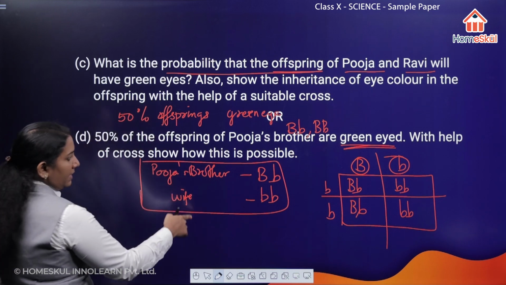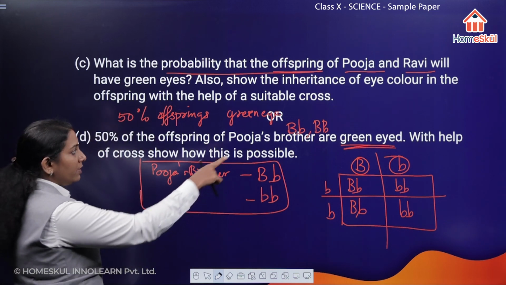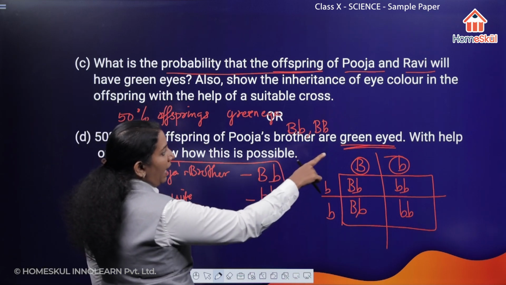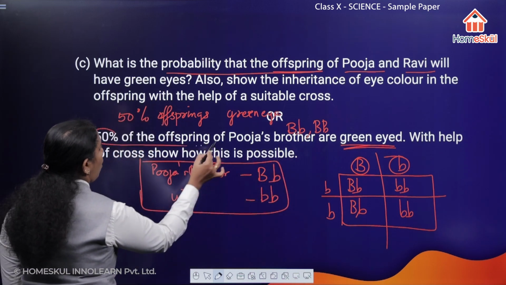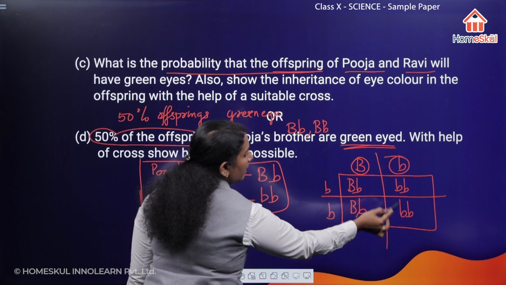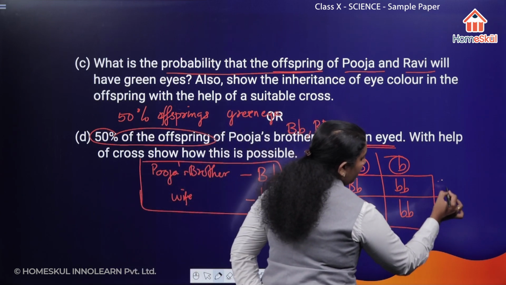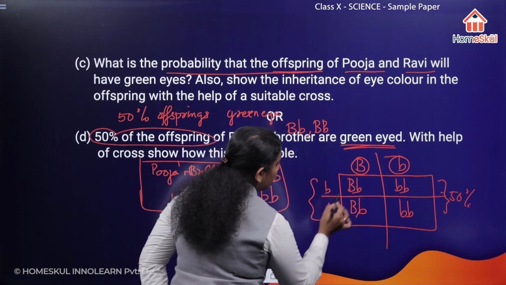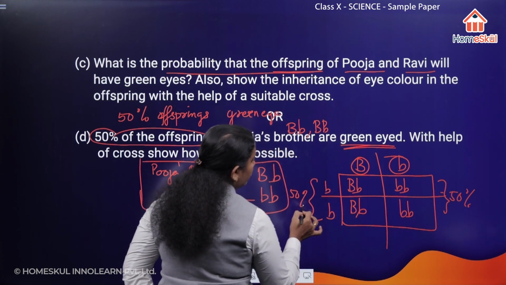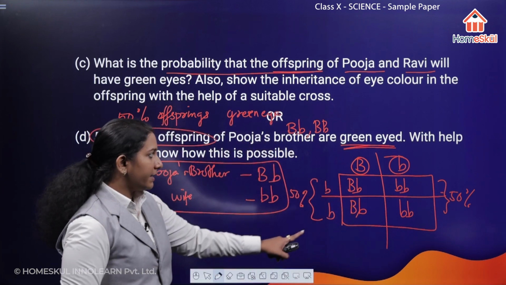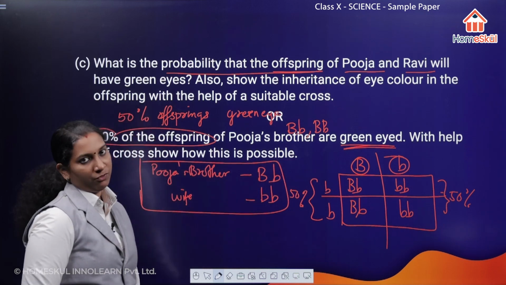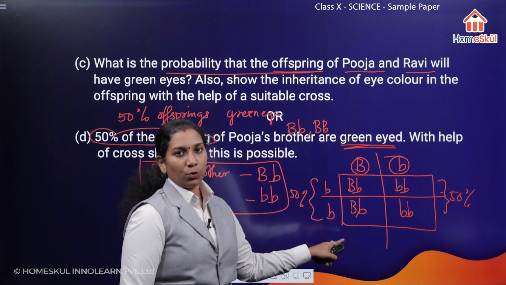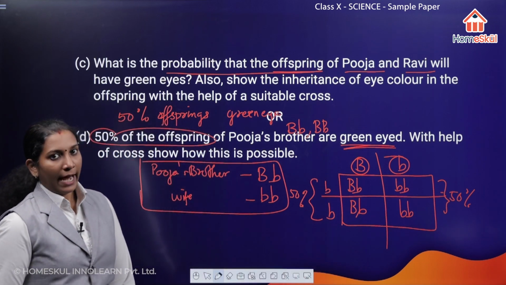These are the possibilities of the genetic makeup of the parents, that is Pooja's brother and his wife, and the offspring: 50% are green-eyed and 50% are black-eyed. So if the offspring are like this, the parents will have this genetic makeup. So you have to explain this with the cross. So this is the answer.